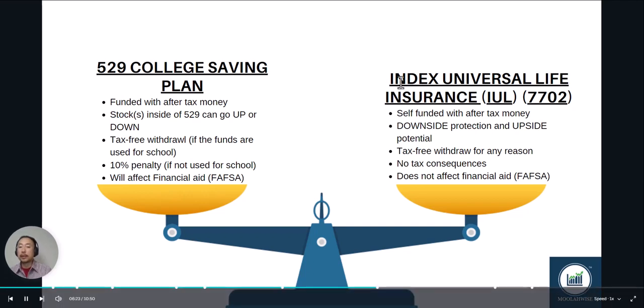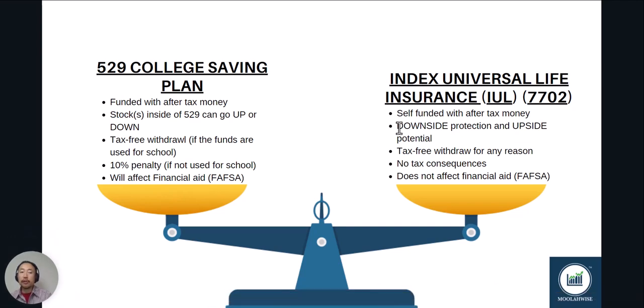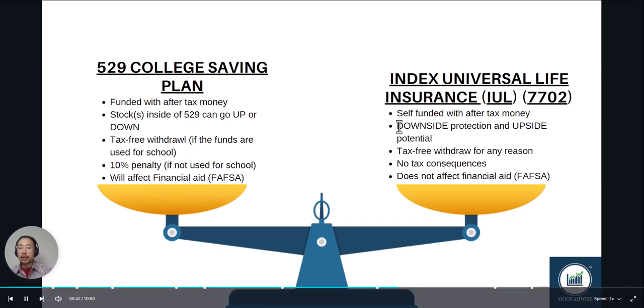But let's see what some of the features are for the IUL. So again, it's similar to the 529 where it's self-funded with after-tax money. That means you've already paid the taxes on that money, and so any growth is tax-free if you follow the rules. In this case, it's tax-free if you use it for college, but on this side, since it is inside of a cash value life insurance, you could save money in here, and there's no taxes.